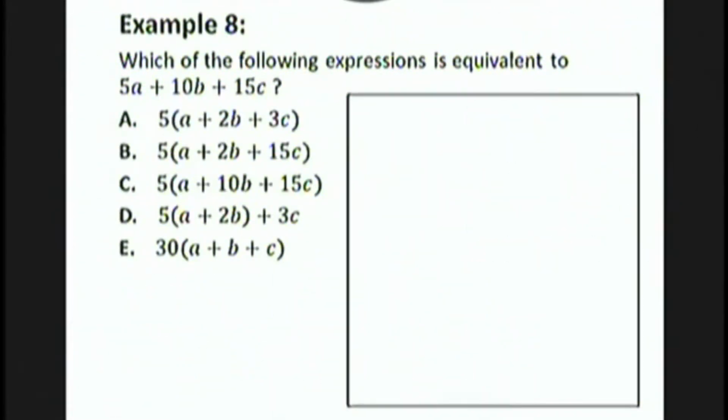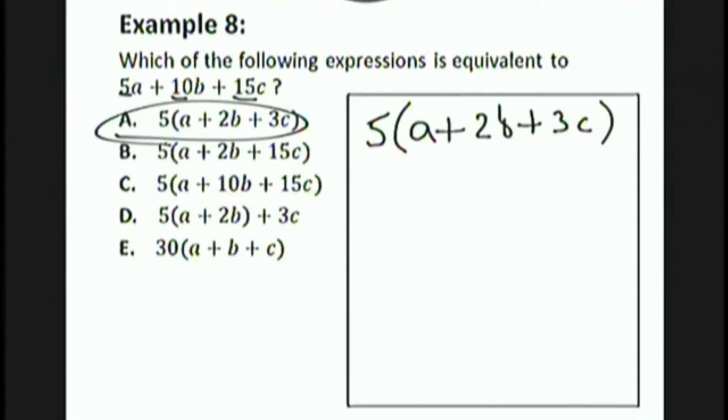Let's look at a multiple choice example. Which of the following expressions is equivalent to 5a plus 10b plus 15c? Well, each of these terms is divisible by 5. So we have 5 times a. When we divide 10b by 5, we get 2b. And when we divide 15c by 5, we get 3c. And let's see, that's choice A.